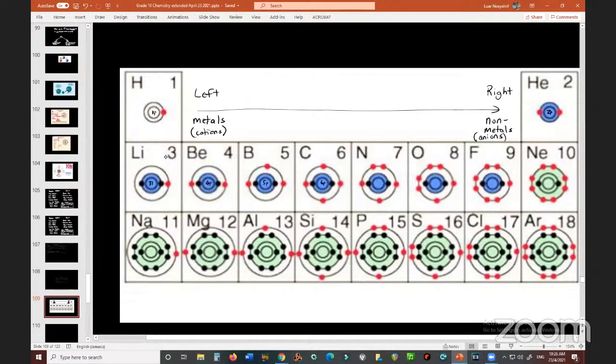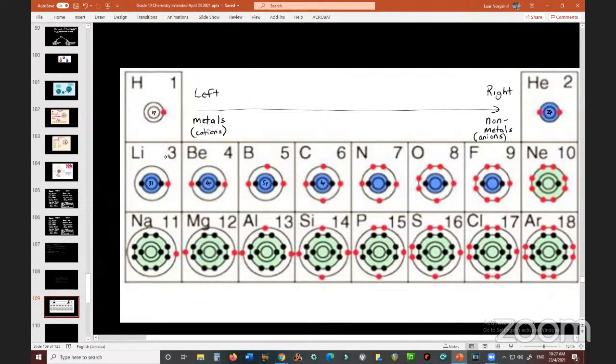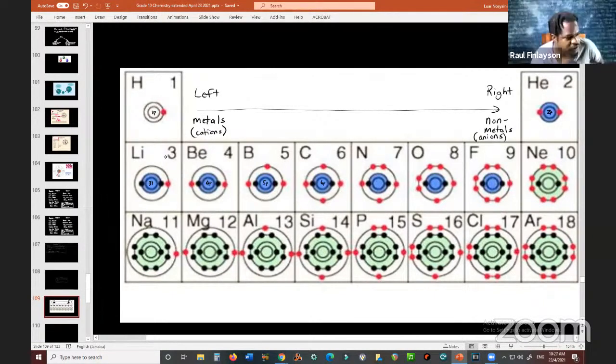Red, sir. Red. Anybody can guess why they are red? Why they weren't black like the ones on the inside shell? Because they're not needed. Because they are not needed. I like that. That's a good answer. Because they're not needed.